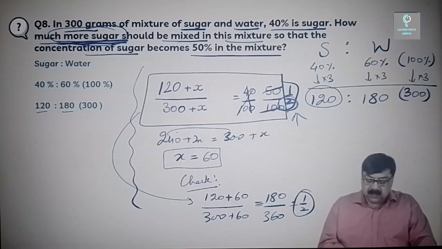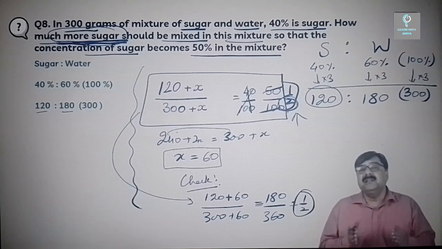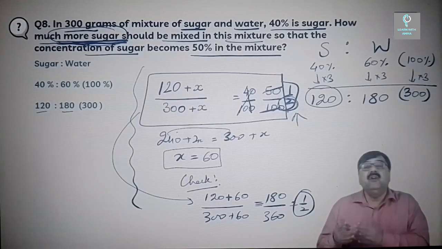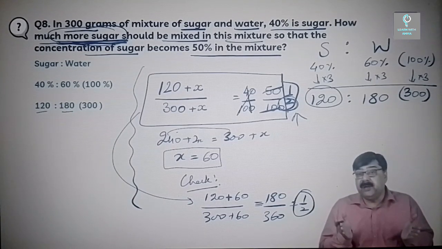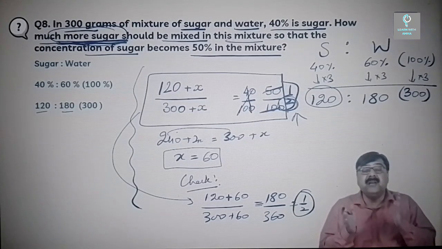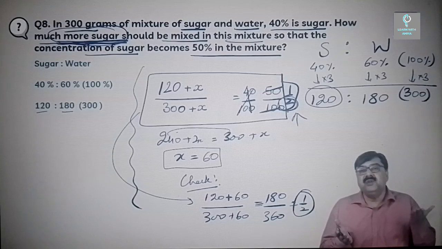Now, when the ratio is 1 by 2, or let us say the amount of sugar is half, the amount of water will also constitute the other half of the mixture, which means the ratio between sugar and water should be 1:1. They're equal. They're equal amounts. That is why half part is sugar, half part is water.